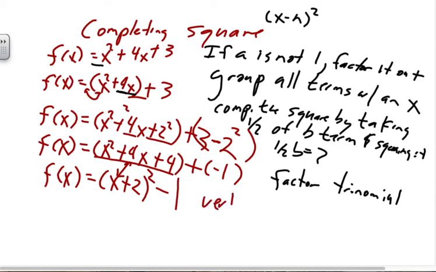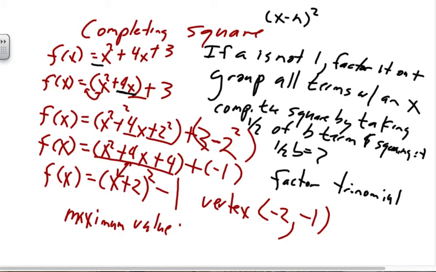My vertex now is going to be at negative 2, negative 1. Or my maximum value will be where f of x, excuse me, this is a minimum. And the reason it's a minimum is because my a is positive. So the minimum value is going to be f of x equals negative 1. What that means is your function will never fall below that value.